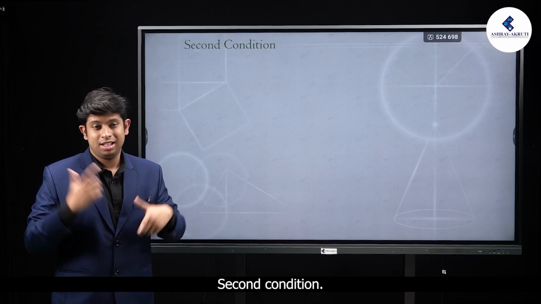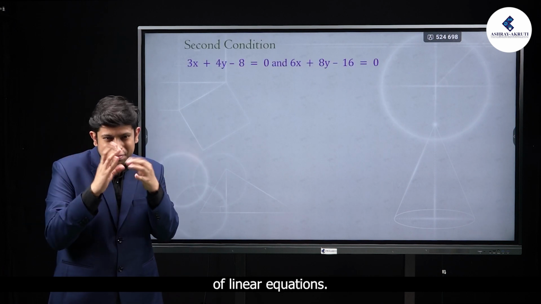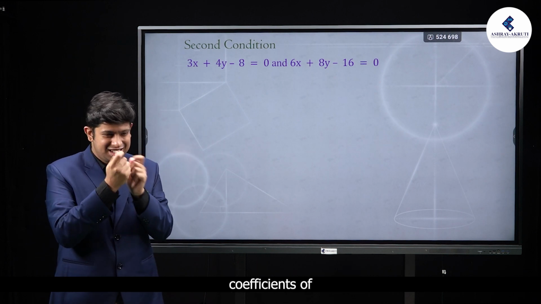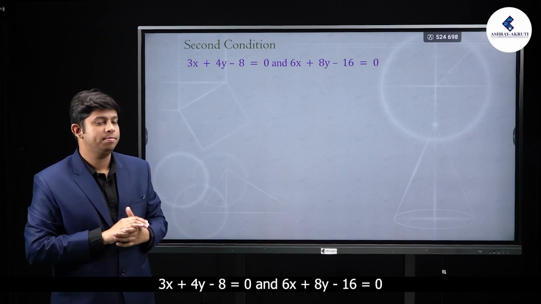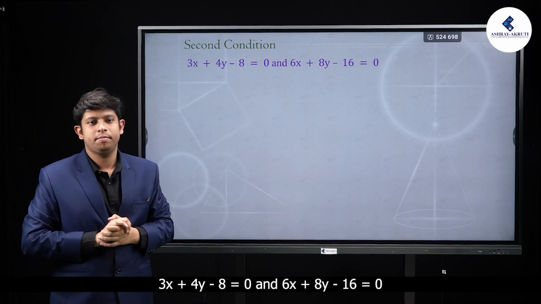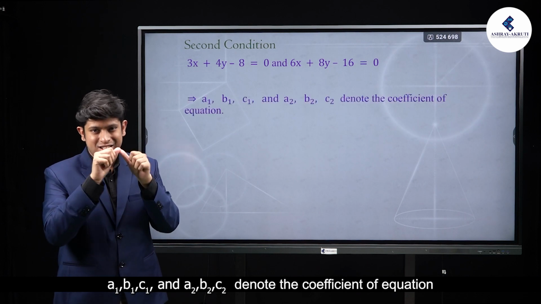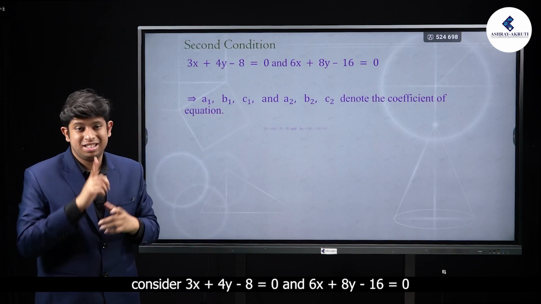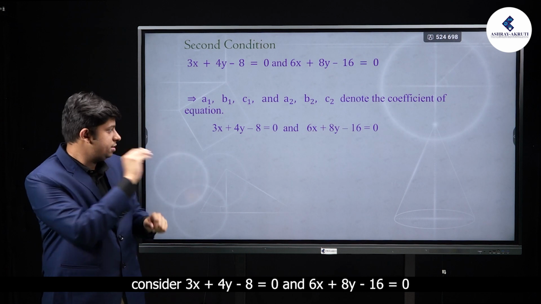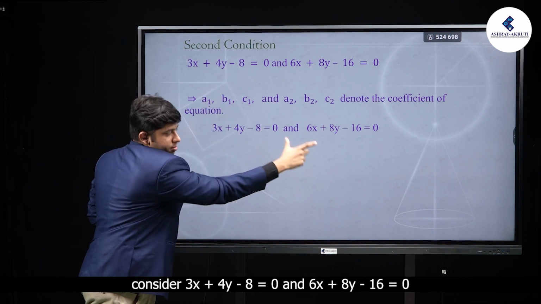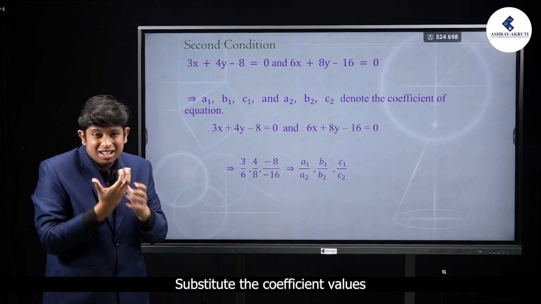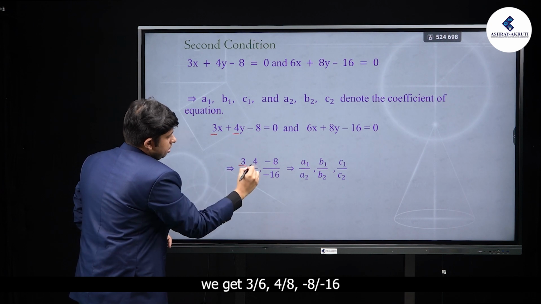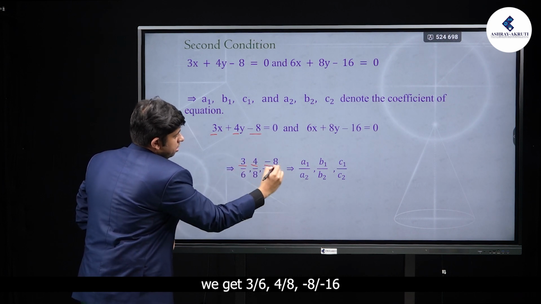Second condition. Let us consider another pair of linear equations. Check the relationship between coefficients of 3x plus 4y minus 8 equal to 0 and 6x plus 8y minus 16 equal to 0. a1, b1, c1 and a2, b2, c2 denote the coefficients of the equations. Substitute the coefficient values in a1 by a2, b1 by b2 and c1 by c2. We get 3 by 6, 4 by 8, minus 8 by minus 16.